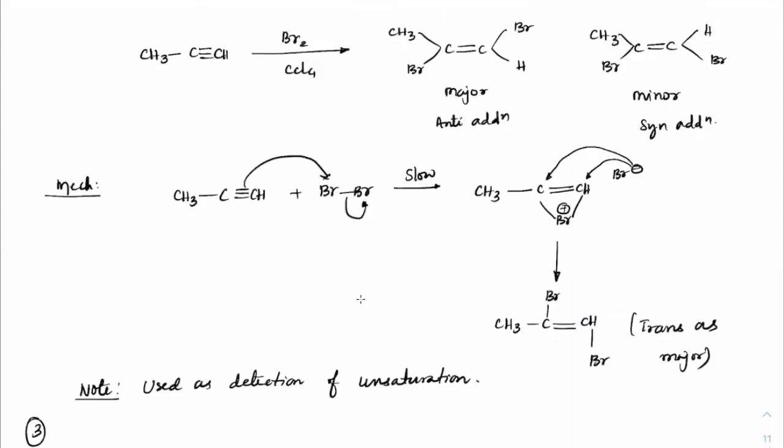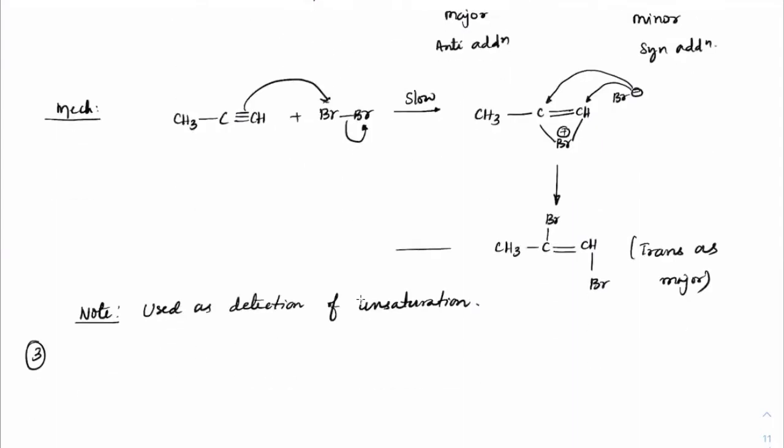If you give 2 moles, it will further react. Let me mention that also. Br2 in CCl4, we will get this as CH3, C, Br. There is no regiospecificity here, so we'll simply have Br2 moles here.